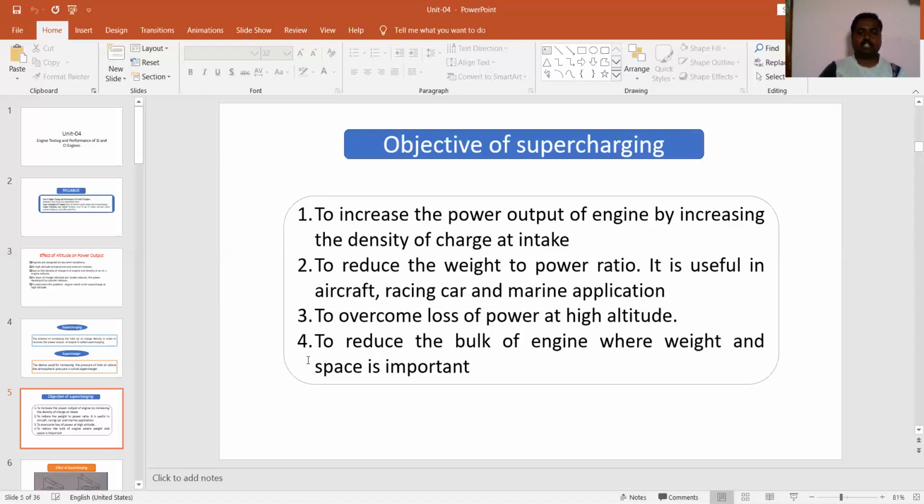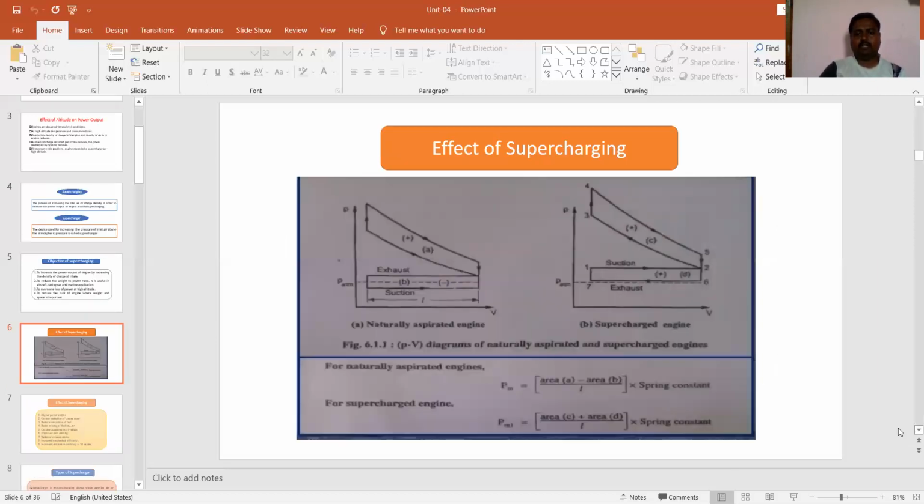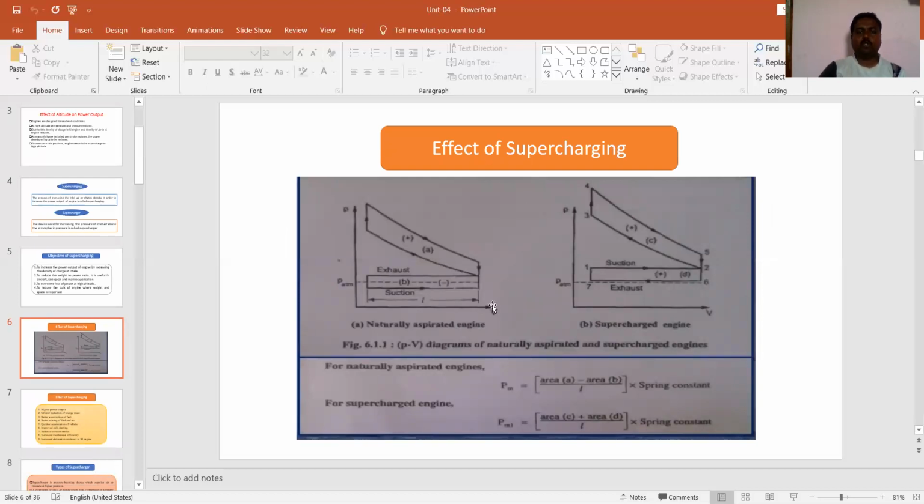The next one is to reduce the bulk of the engine where weight and space is important. In some cases weight and space is very important. Suppose, as I said earlier, when we're traveling through the aircraft, the power required is more, but the engine size or weight of the engine should be small. Or in marine application, we can use the supercharging concept to fulfill the need, that is, to reduce the weight.